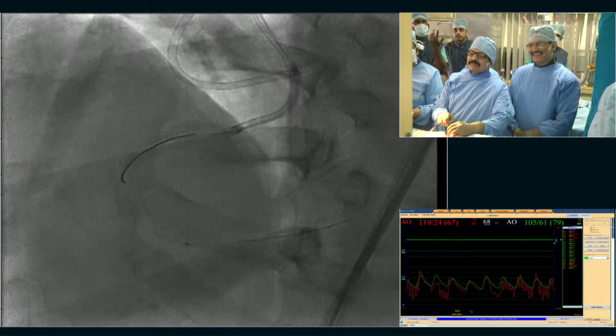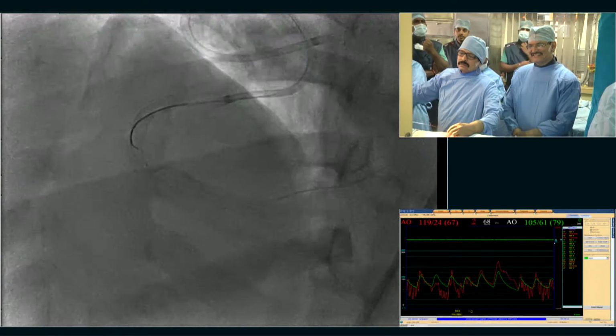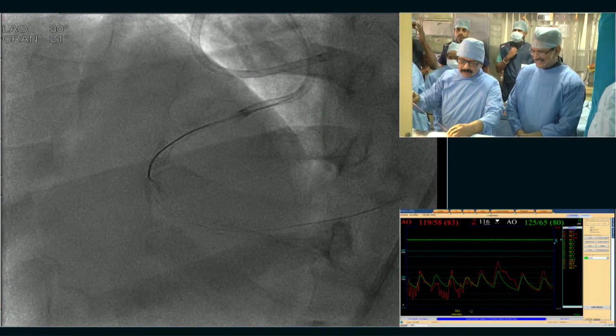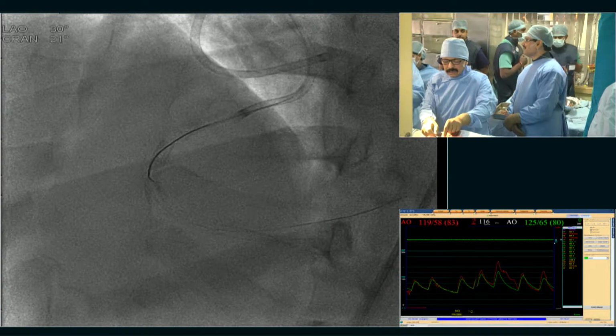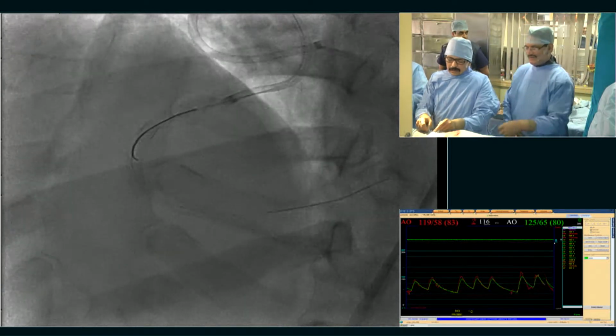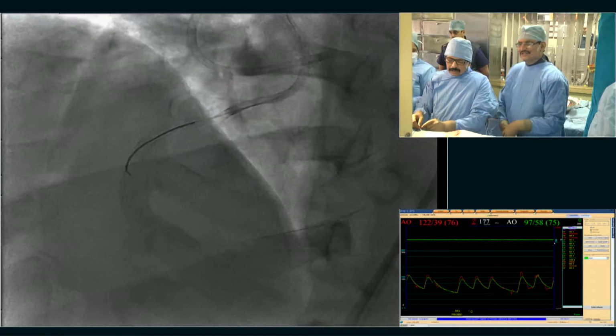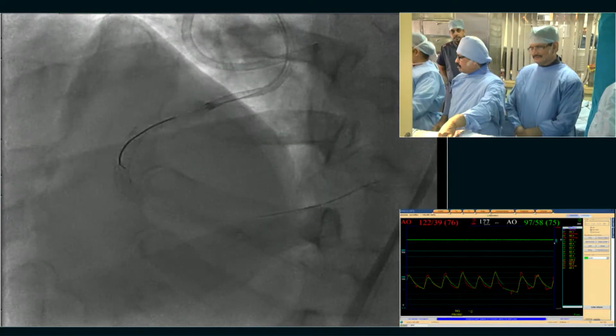The balloon is going there. Take 1 millimeter. What is the length? The balloon is a 15, this is only 10 mm. How long? 10 millimeter length. Okay, we'll take a Sapphire 1 millimeter.